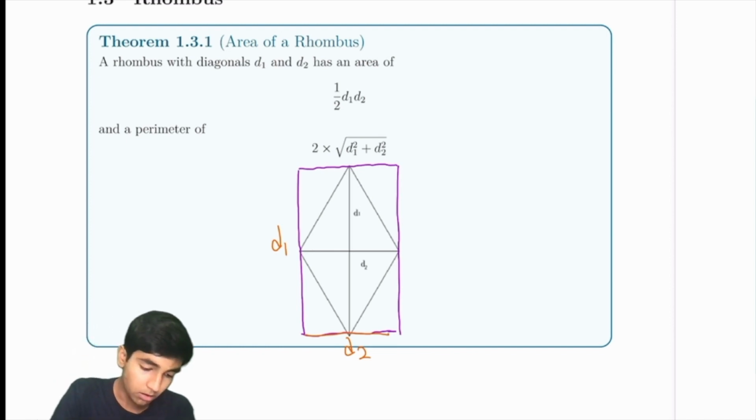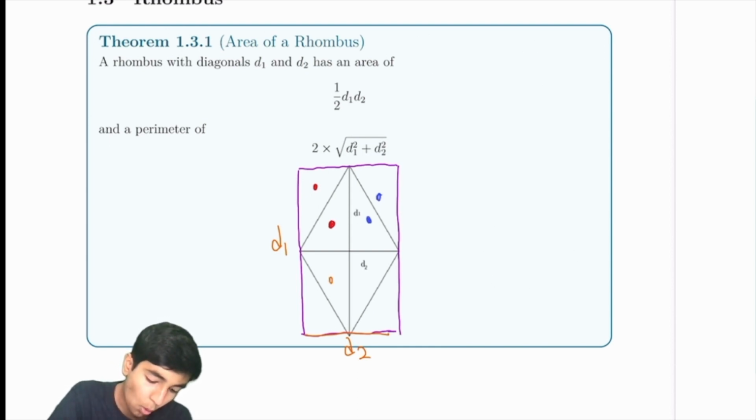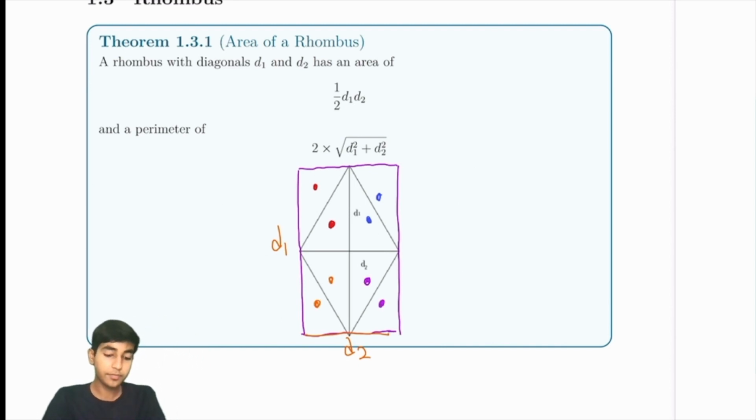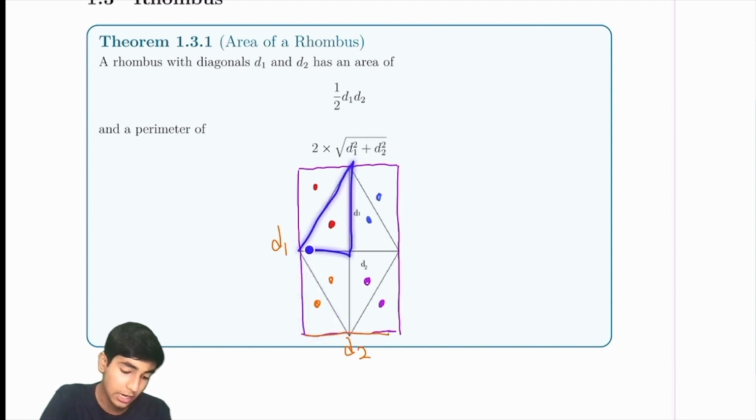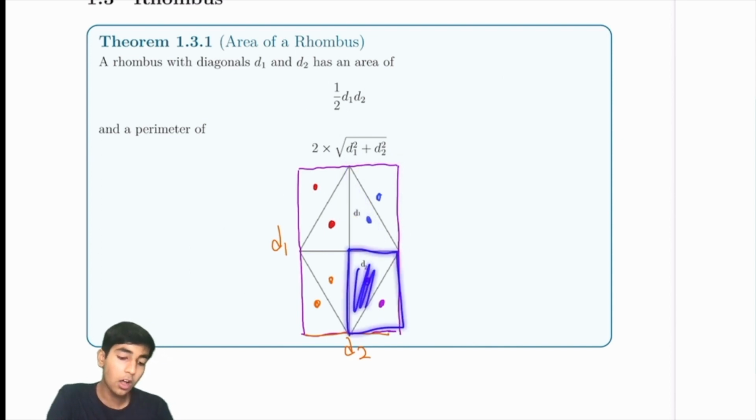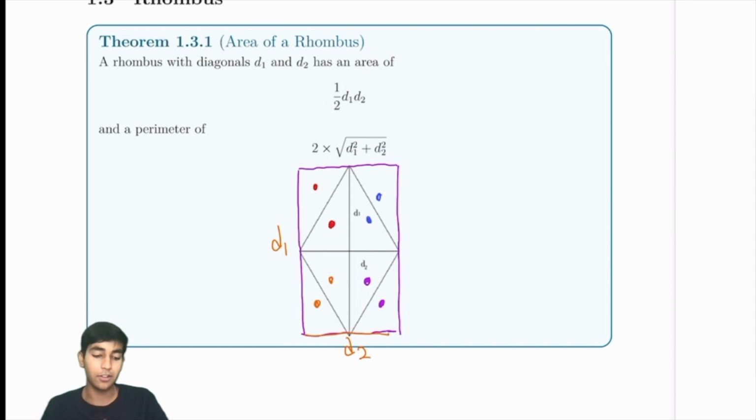But notice here, each of these parts is divided into two. The two red parts have equal area. The two blue parts have equal area. The two orange parts have equal area. And the two purple parts have equal area as well. So this triangle makes up half of this region, right? This over here makes up half of the region here. This over here is half of its rectangle, and this over here is half of its rectangle. So overall, the area is half times d1 times d2.